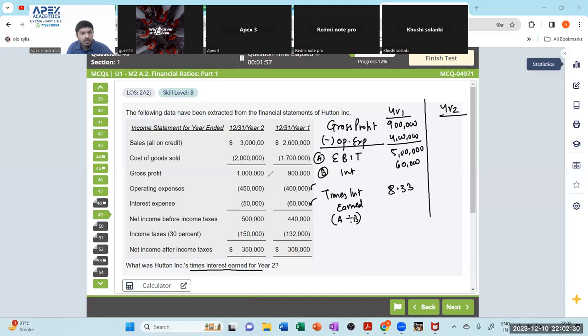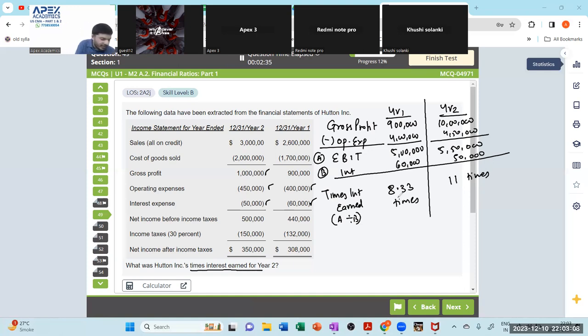Here, what is your gross profit? 10 lakhs. What are your operating expenses? 4,50,000. What are you left with? 5,50,000. What is your interest expense? 50,000. Now, what is your answer? 5,50,000 divided by 50,000. 11 times. And here, 8.33 times. Let me check, 5 lakhs divided by 60,000. Yes, it is 8.33 times.